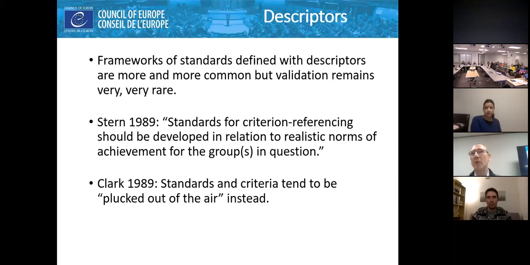Descriptors are increasingly popular. When the CFR was developed in the mid-90s, the concept of competence-based teaching, which is now being applied right across the curriculum, was in its infancy. And standards or frameworks of standards of competences defined with descriptors are more and more common, but it remains very, very unusual for them to bother with any form of validation.